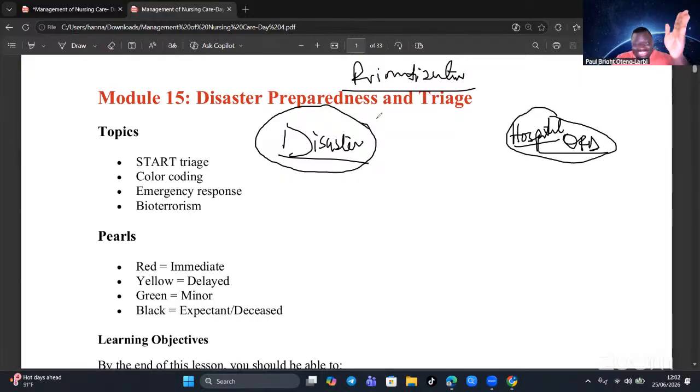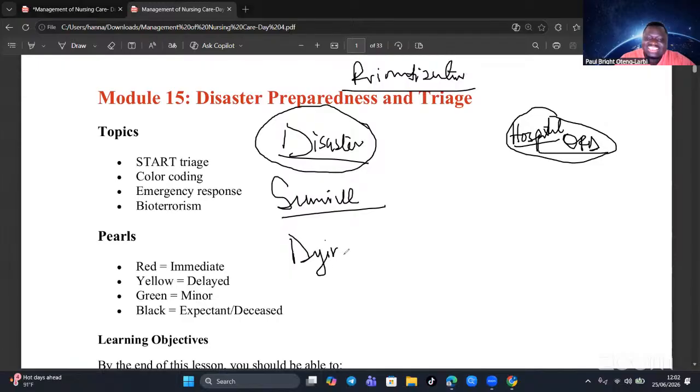When there is a disaster, we are going to do disaster triaging. We are going to fish out the people who will survive. We are not going to look for people who are dying. We are going to look for people who will survive.